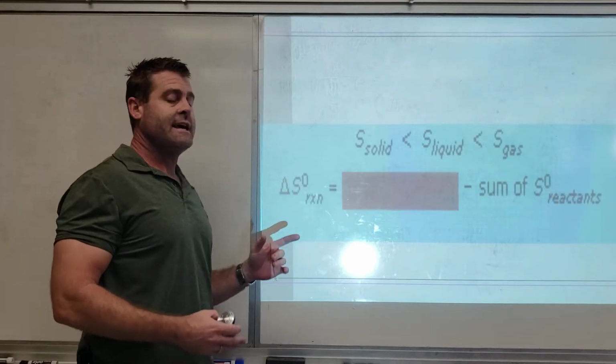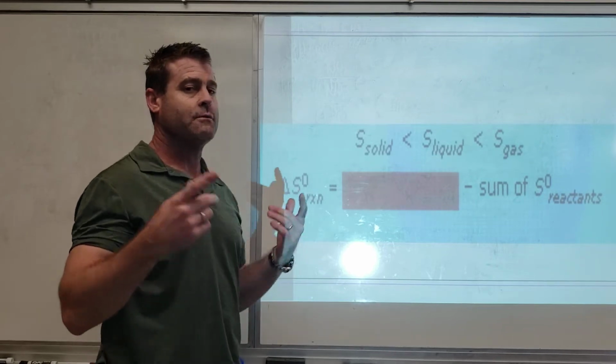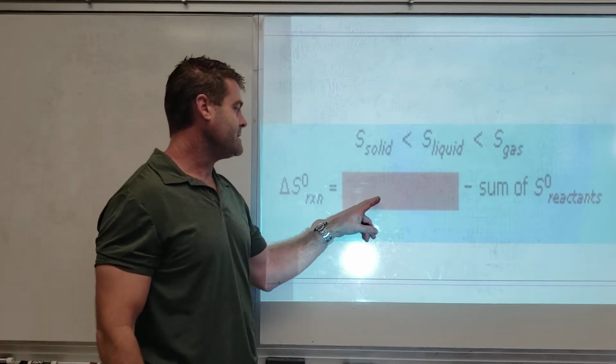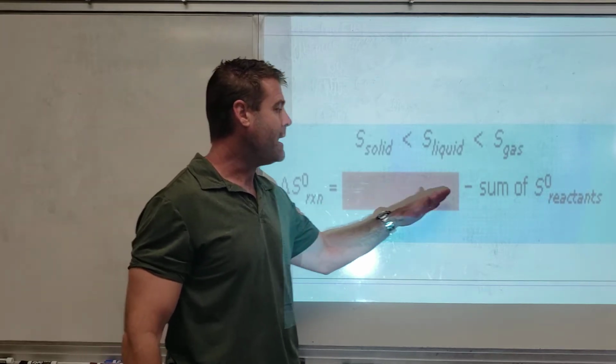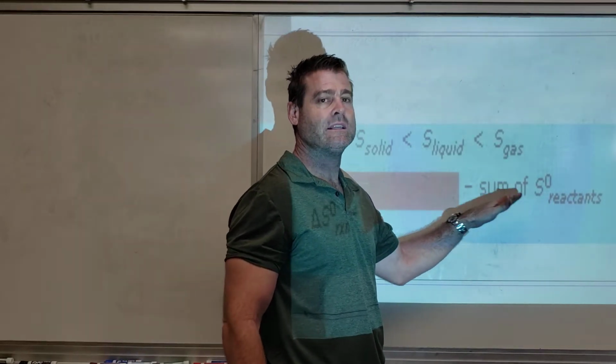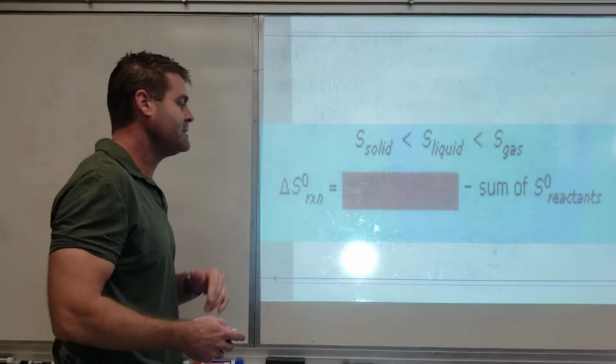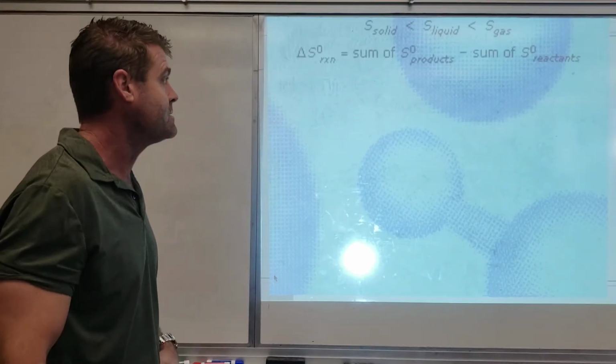So the delta S for a process or a reaction is done just like we would calculate delta H. In this case, we take the entropy values of the products minus the entropy values of the reactants. Products minus reactants, just like we did with delta H when we're doing enthalpy changes.